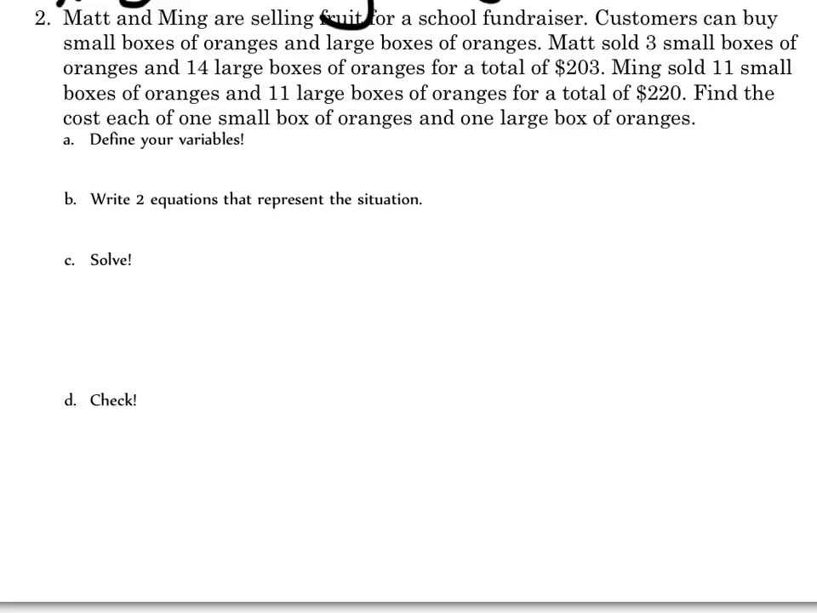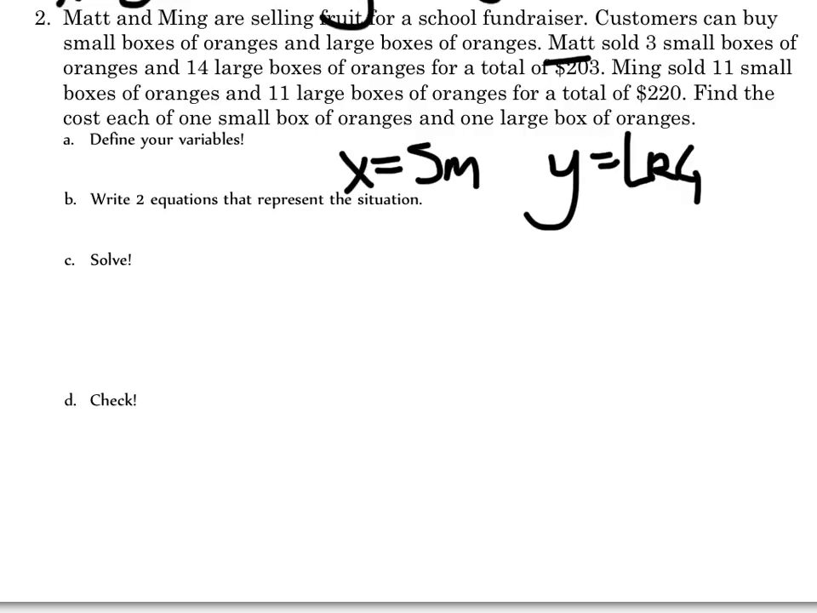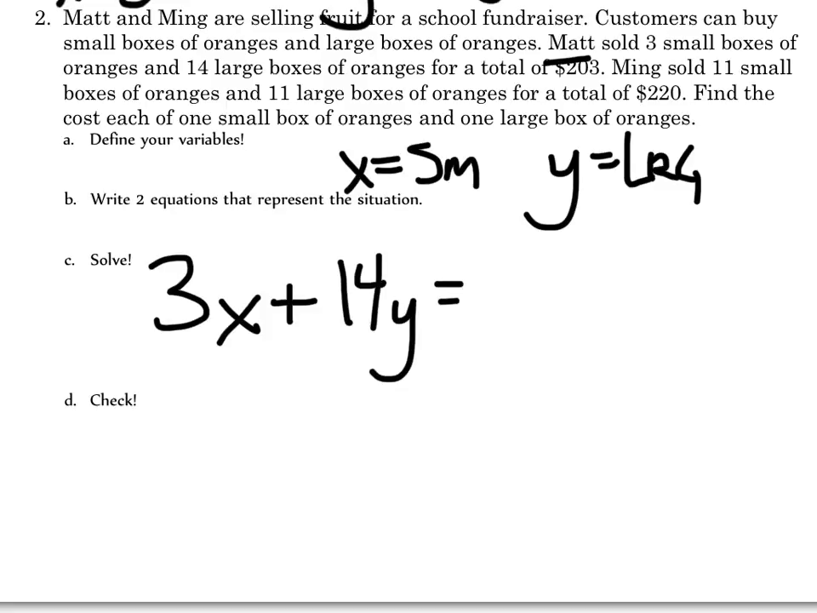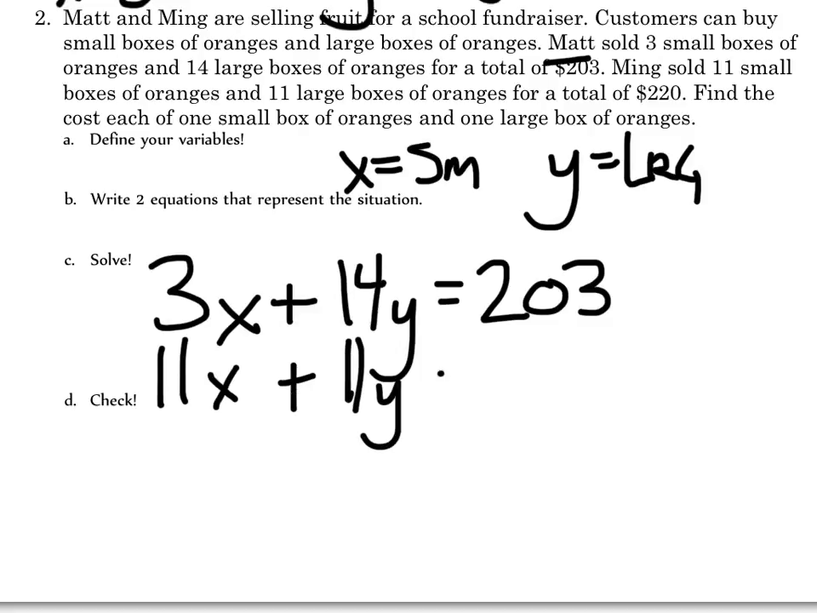Just skip a lot of the wordiness of this. Just notice that you have small boxes, so I'm going to let x be small. Y's can be large, because we have two different types of boxes. So let's look at Matt. Matt sold 3 small boxes, and he also sold 14 large boxes for a total of $203. Ming sold 11 small boxes and also 11 large boxes for $220.